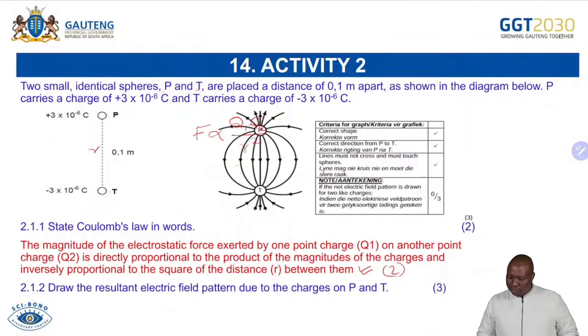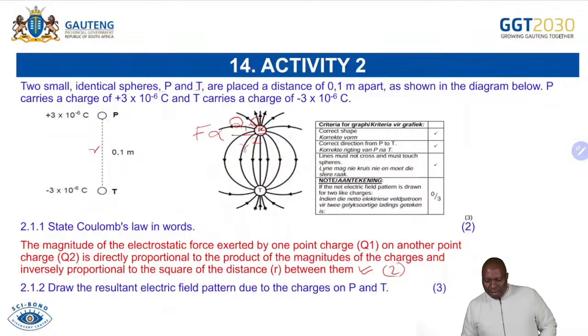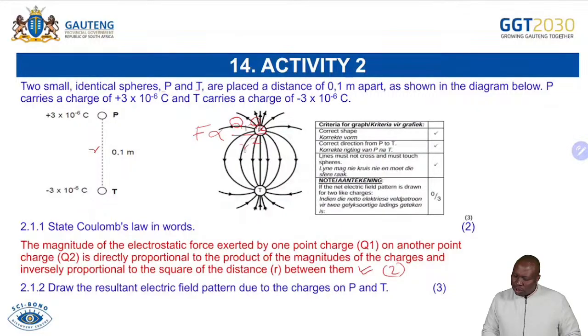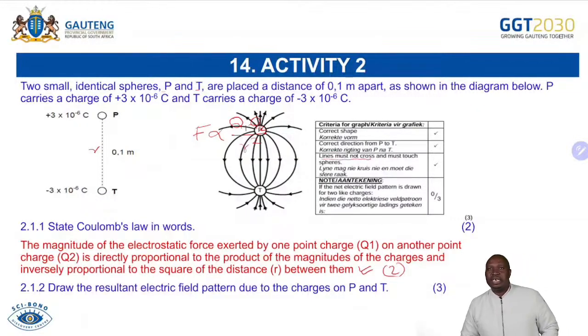So 1 mark is for the correct shape. 1 mark is for the correct direction from P to T. You can see the direction. There are our arrows. They are towards T and away from P. So that is the second mark. The third mark is that the lines must not cross. Please, we are emphasizing that the lines must not cross and must touch the spheres. So at the end of the day, the line starts from P and ends at T. It must touch the spheres.